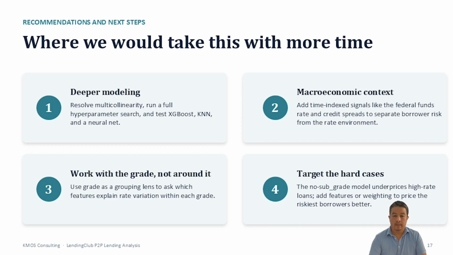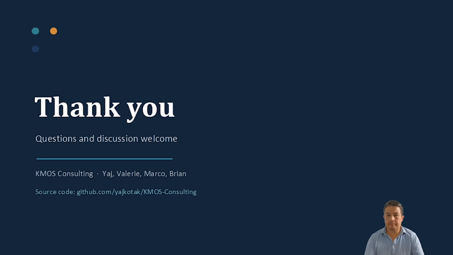To conclude, the project shows that LendingClub's internal grade system is extremely powerful for pricing, but default prediction remains much more difficult. Future work should focus on improving default classification, adding economic context, and making sure any lending model is both accurate and ethically responsible.